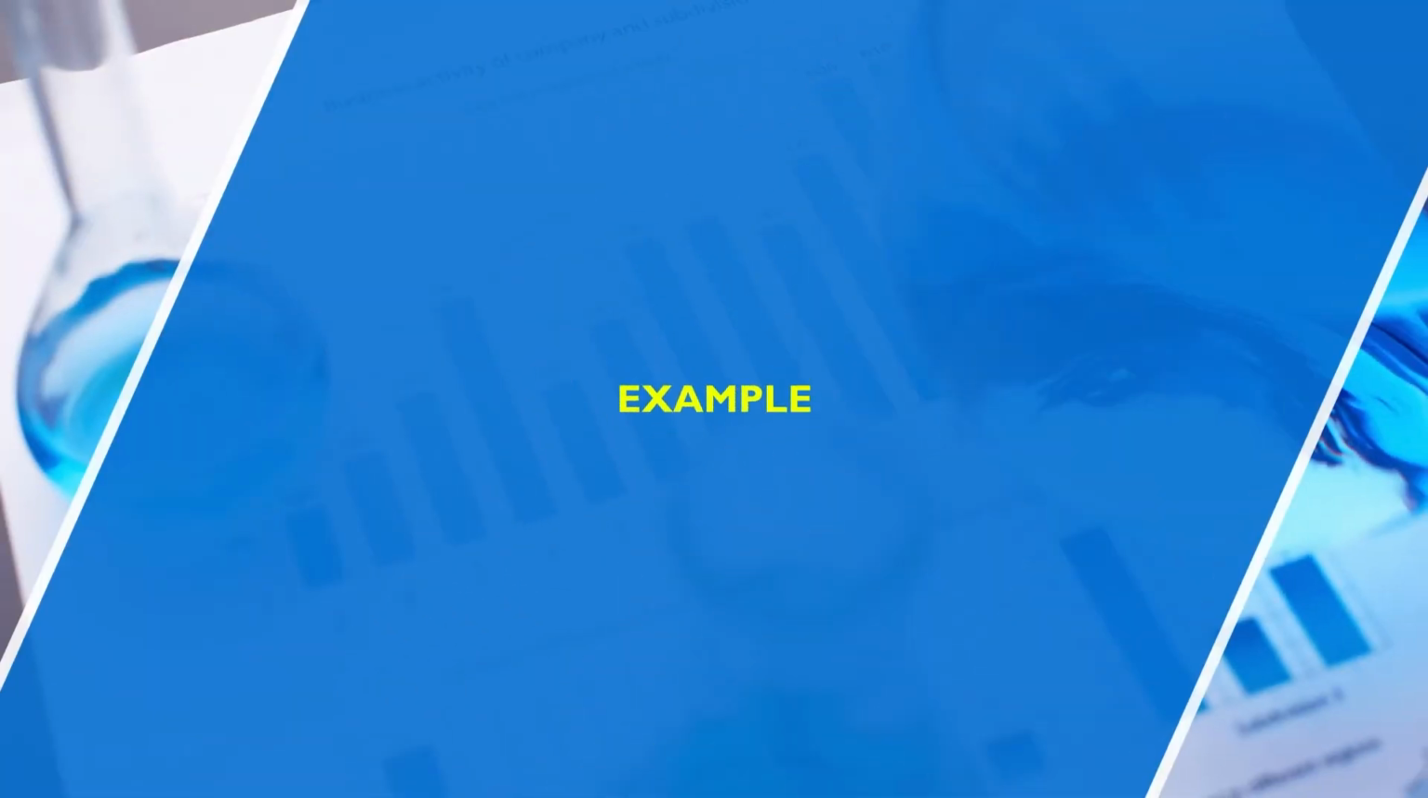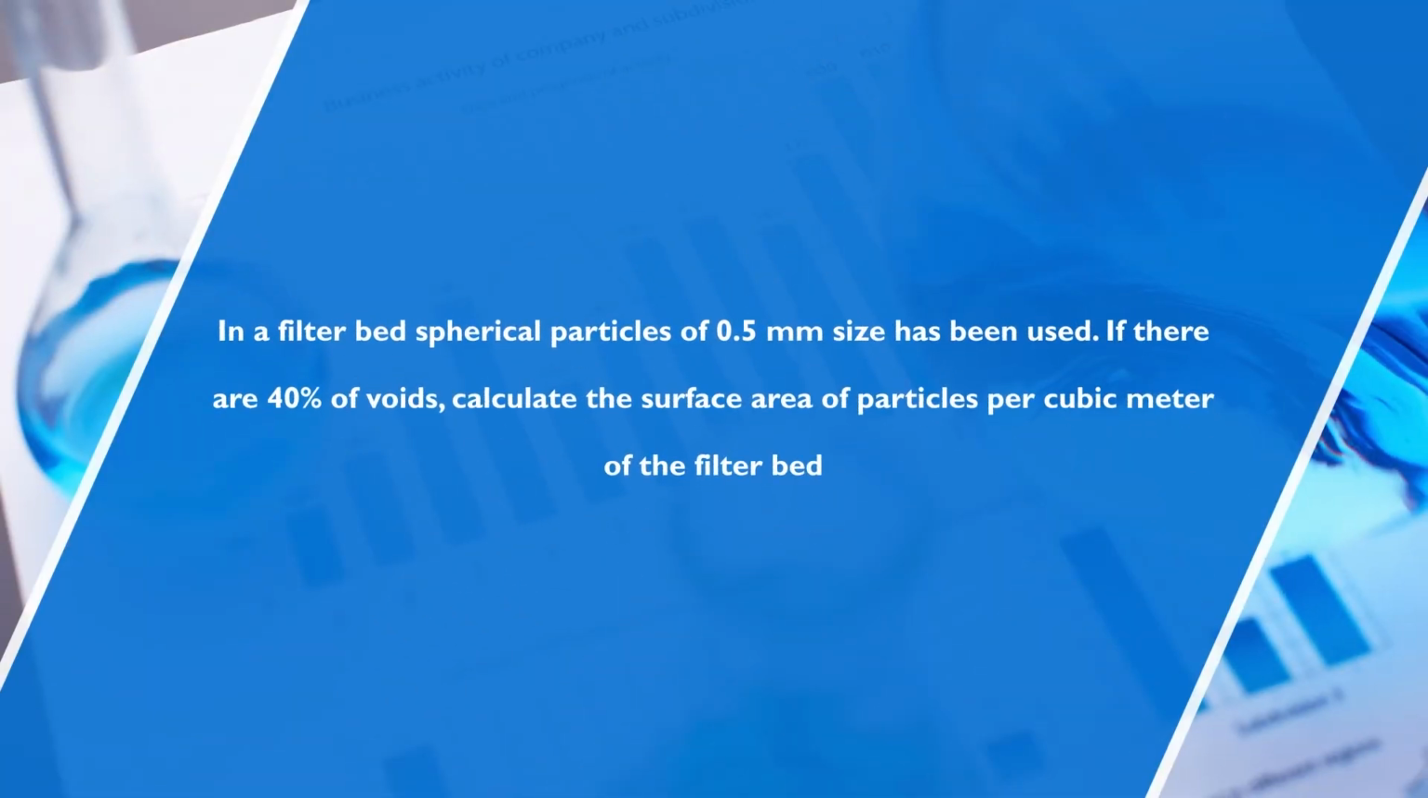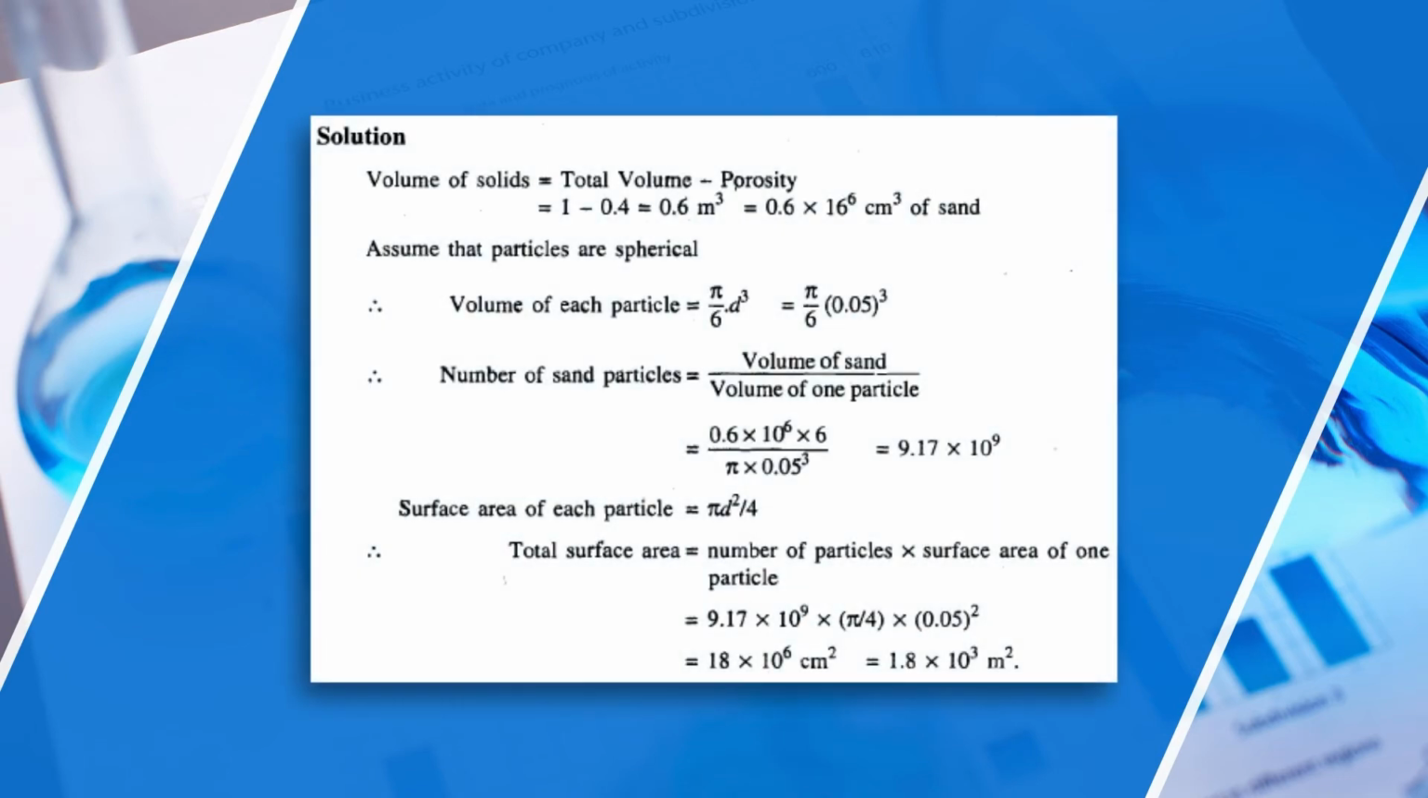So here the example. In a filter bed, spherical particles of 0.5 mm size have been used. If there are 40% of the voids, then calculate the surface area of the particle per cubic meter of the filter bed. So here the volume of the solid is total volume minus porosity. So the value comes 1 minus 0.4 equal to 0.6 meter cube. So converted into centimeter unit, 0.6 into 10 power 6 centimeter cube of the sand.